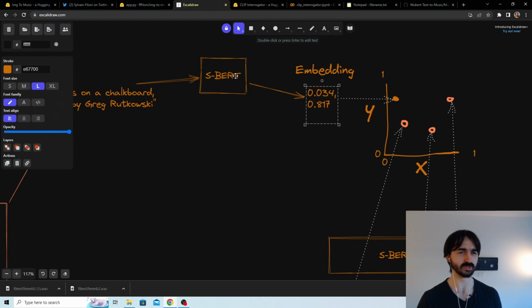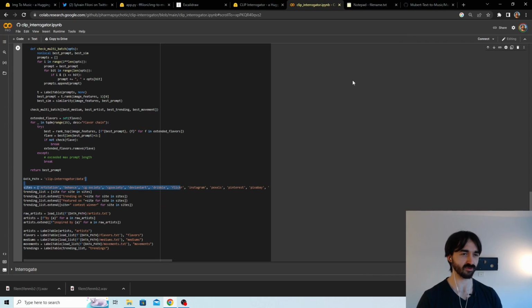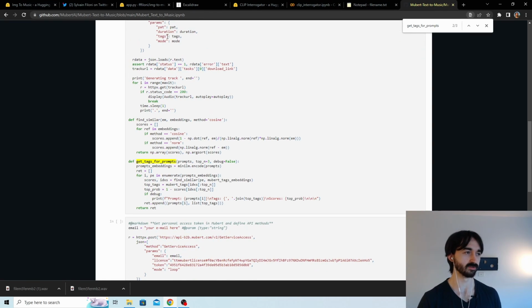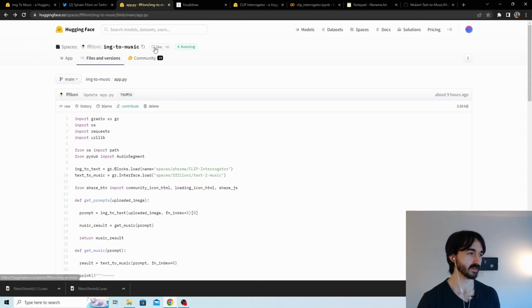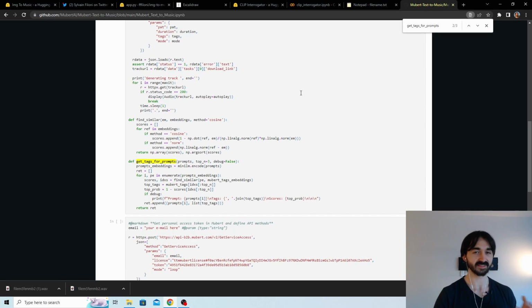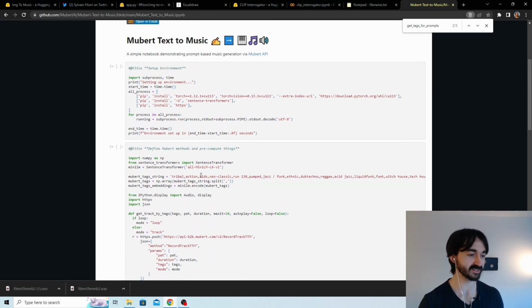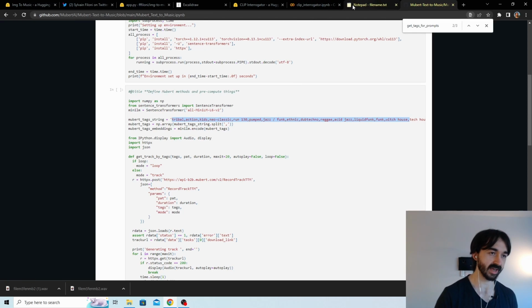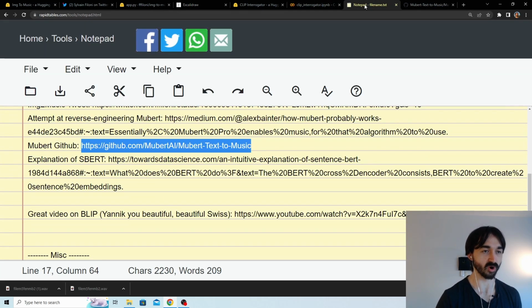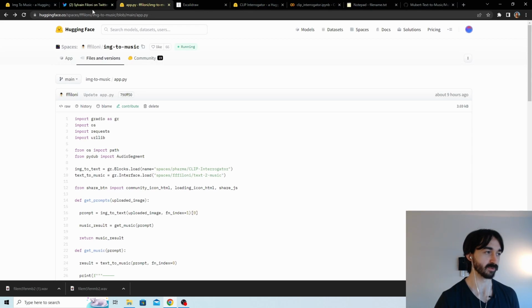Okay, so how do they actually use SBERT exactly? Well, I went ahead, I read all this code, and I'm assuming this is the same code that's used in the app. They take your prompt and they compare it to a bunch of pre-existing tags, right? Tribal, action, ethno, reggae, jazz, blah, blah, blah. And what they do is they just find out which tags are most similar to your prompt using SBERT again.